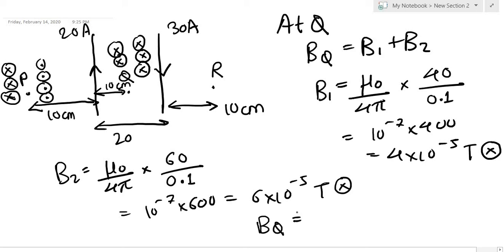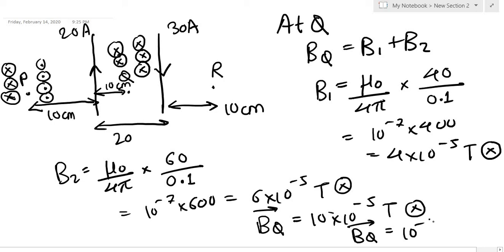So BQ is finally the addition of these. 10 into 10 to the power of negative 5 Tesla, and it's penetrating. Since I write the magnitude and direction both, I'll need to add an arrow on top. You can, again, if you want, simplify this to 10 to the power of negative 4 Tesla. It will penetrate. And I think this is equal to 1 Gauss in the CGS unit system. So yeah, we have the resultant magnetic field at point Q.